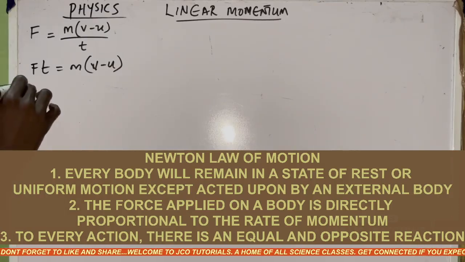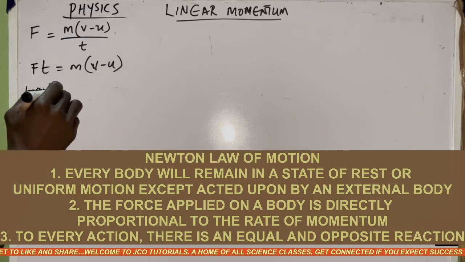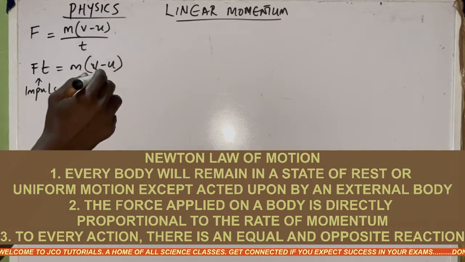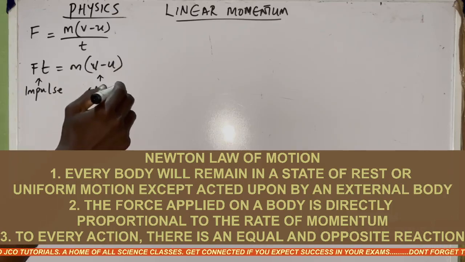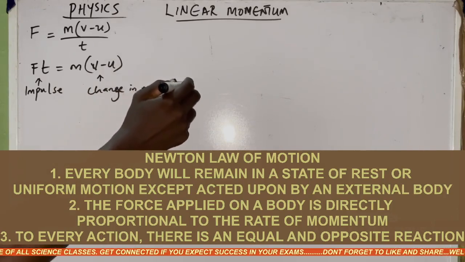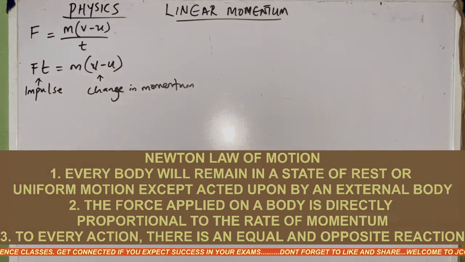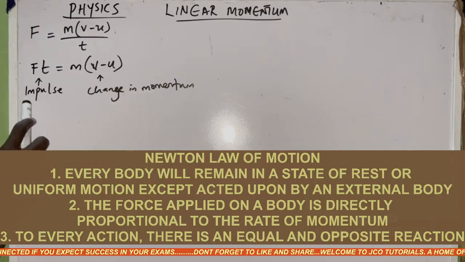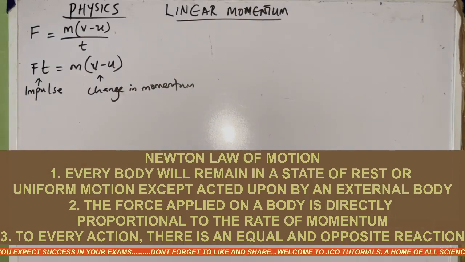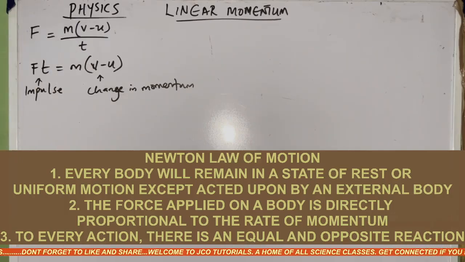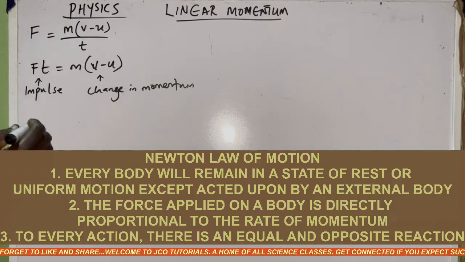Right here, Ft simply means what? Impulse. Impulse is force times time. Then this is what? Change in momentum. If I'm asked to find change in momentum, my formula is M bracket V minus U. If I'm asked to find impulse, it's force multiplied by time. But in the case where I have any of these parameters, I'll solve using that first formula. As we progress, you will see the right formula to use in different cases.